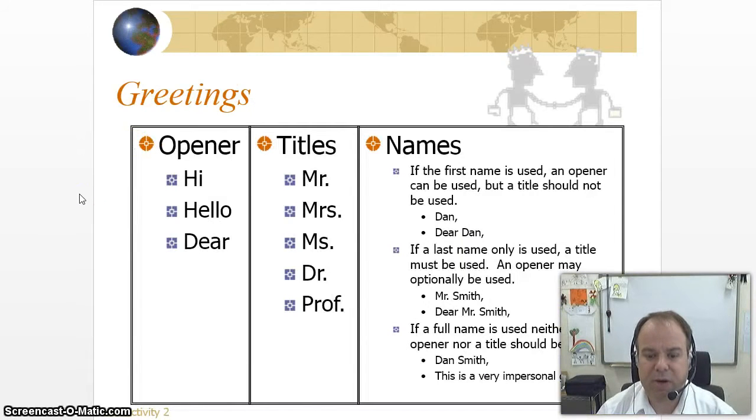The first piece that you're going to have is a greeting. The greeting includes some kind of opener, a possibility of a title, and someone's name. So openers are pretty standard. Hi, hello, dear. Now, of course, these differ on formality. Hi and hello are a little bit more informal or less formal, and dear is a little bit more formal.